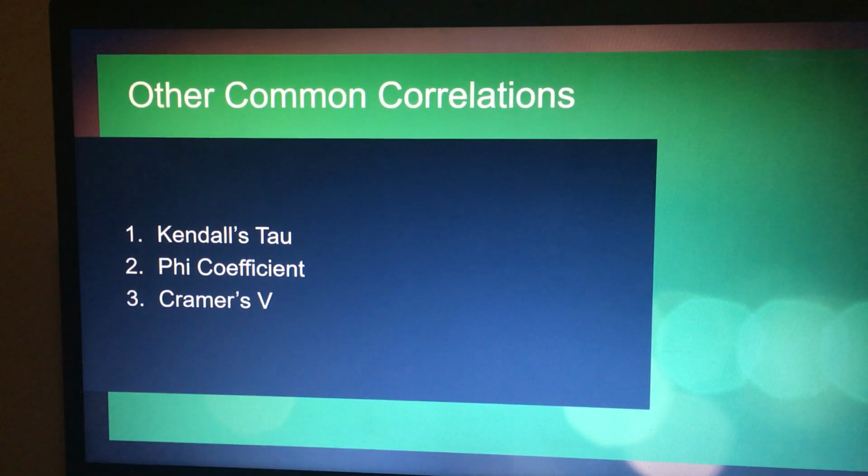The phi coefficient is a measure of the association between two binary variables. Binary variables are a special type of categorical variable that have only two categories, like yes or no, correct or incorrect, male or female. The phi coefficient is calculated using a 2x2 table, and this table shows the frequency of each combination of the two variables.